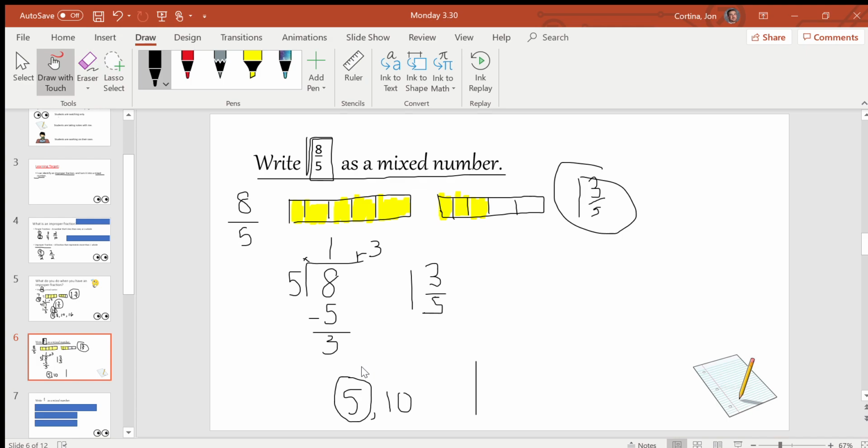So 5, 6, 7, 8. It took us 3 more tallies to get to 8. So our fraction is 1 and 3 fifths. So each strategy gave us the same mixed number, which is a whole and a new proper fraction.